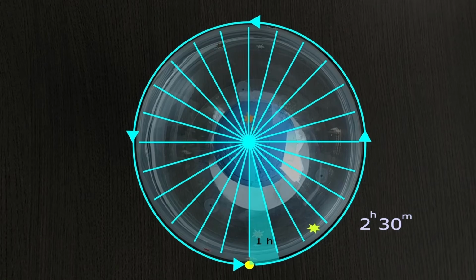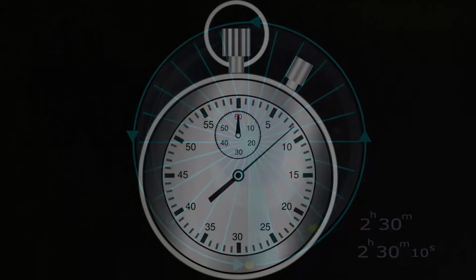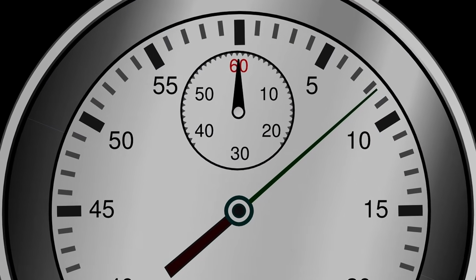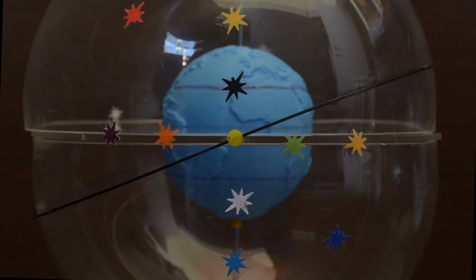Right ascension for this star is 2 hours and 30 minutes, or to be precise, 2 hours, 30 minutes and 10 seconds. 1 hour is divided into 60 minutes and each minute into 60 seconds. Angular separation between origin and green star is 15 degrees. Right ascension value for this star is 1 hour or 15 degrees. Angular separation between origin and yellow star is 30 degrees. Right ascension value is 2 hours for this star.